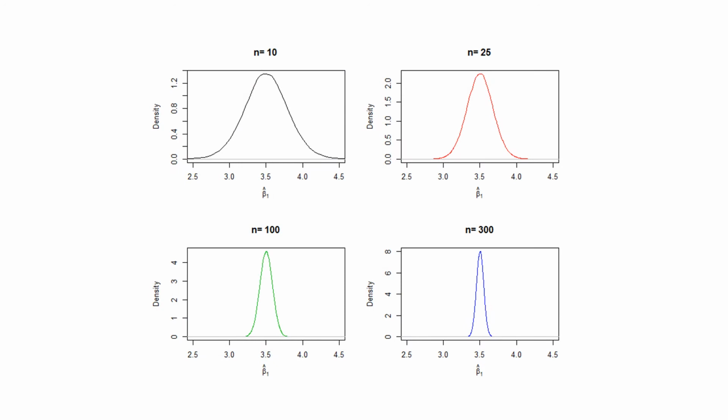Here are the density plots. Each of the 4 plots is based on a sample of 100,000 different random samples. As the sample size increases from 10 to 25 to 100 and 300, you can clearly see that the distributions become less dispersed. Larger sample sizes give more precise estimates of the population parameter. These density plots give you a very accurate image of the sampling distributions.